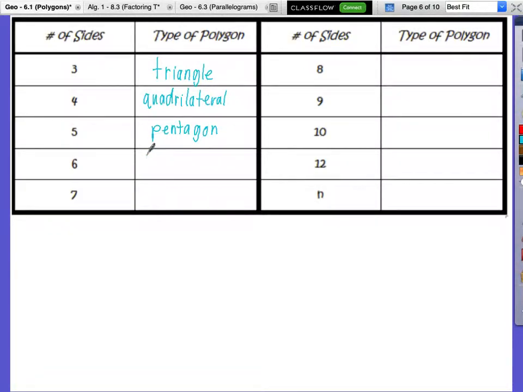For 6 will be hexagon. Hexagon. 8 is an octagon. Okay, we'll get there when we get there. 7 will be a heptagon. Heptagon. Can you stop after that one, please?